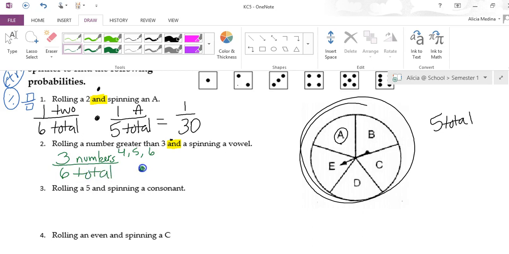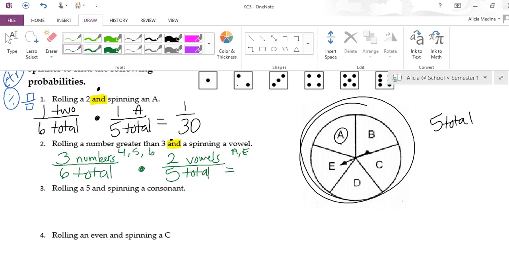We're going to be multiplying, and then now we want to spin a vowel. So remember, a vowel, looking at our spinning wheel here, A is a vowel, E is a vowel. I don't have any I's, any O's, or any U's. So those are the only 2 vowels I have. So 2 vowels all over how many numbers or letters I had there? It was 5 total.